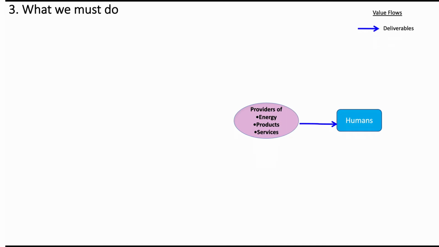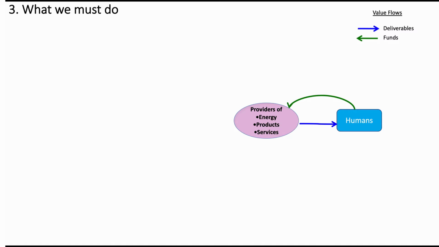We begin by drawing a very simple business model that shows that providers of all kinds of products, services, and energy create values that are delivered to all humans on Earth. That's the blue arrow value flow. The humans recognize these values and pay for them. That's the green arrow. And the value flowing, of course, is funds.